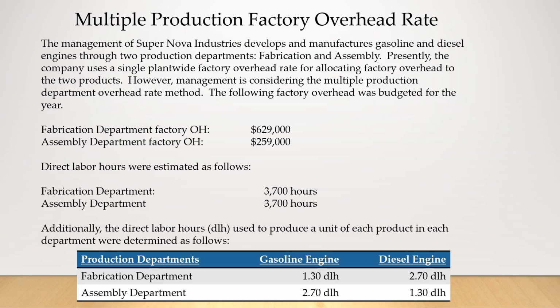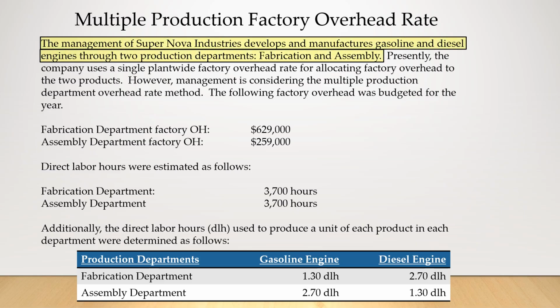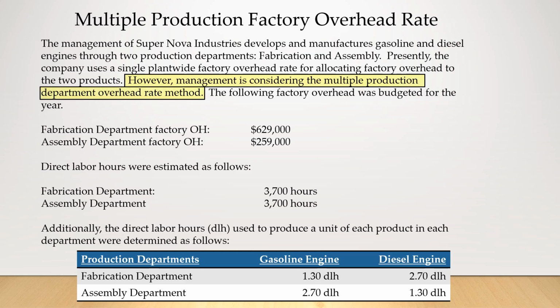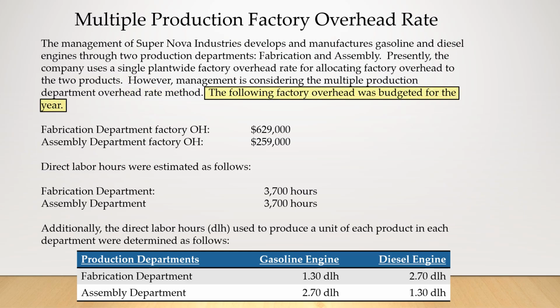Consider the next problem on page 9. The management of Supernova Industries develops and manufactures gasoline and diesel engines through two production departments, fabrication and assembly. Presently, the company uses a single plant-wide factory overhead rate for allocating factory overhead to the two products. However, management is considering the multiple production department overhead rate method. The following factory overhead was budgeted for the year.